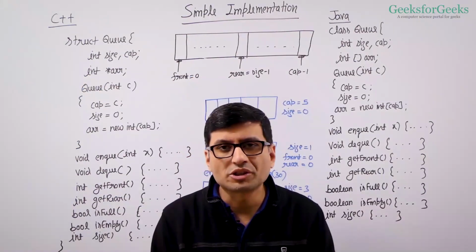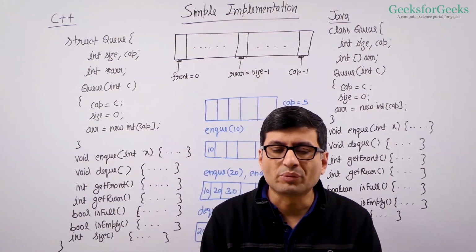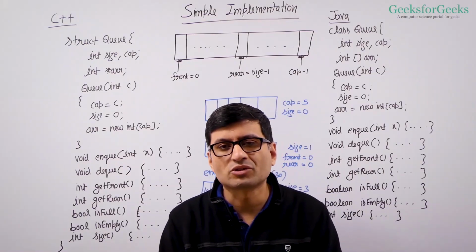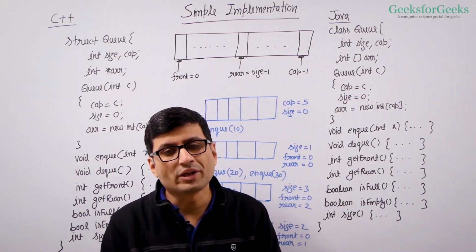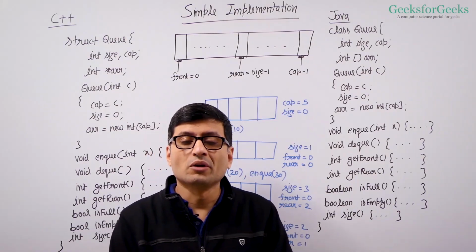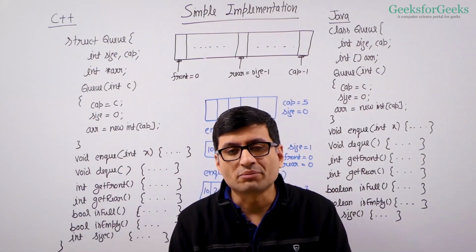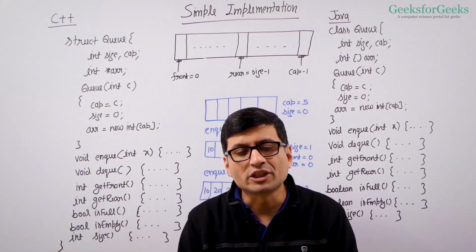Let us first talk about the simple implementation. In this implementation, our NQ operation is going to be big O of 1, but our DQ operation is going to be big O of n, where n is size of the queue. Then we will talk about an efficient implementation where we will have both NQ and DQ in big O of 1 time.